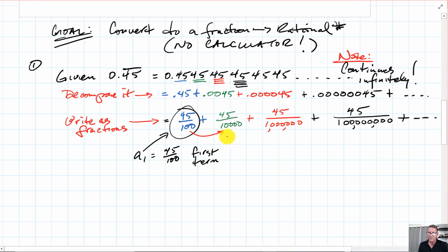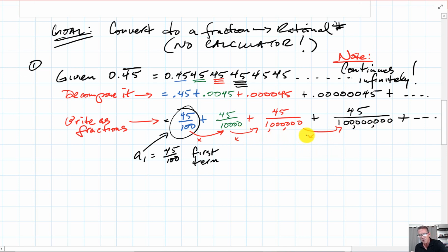So what do you multiply the first term by to get to the second term? I mean, the numerator is the same, but what's the denominator? How do you convert from 100 to 10,000? What do you multiply that by? And then what do you multiply to get to the next denominator and the next one? What do you keep on multiplying by?